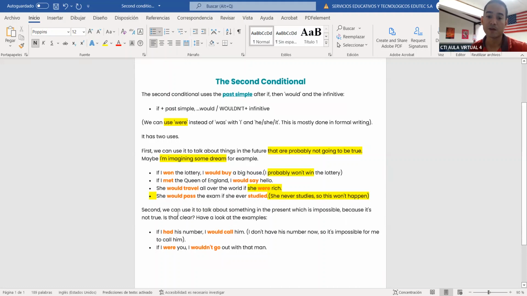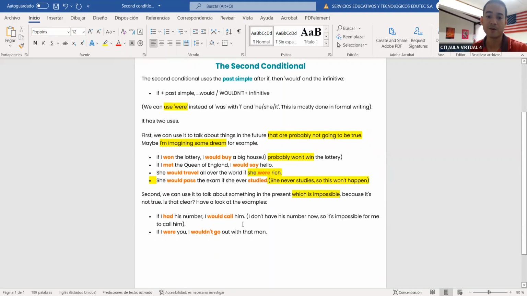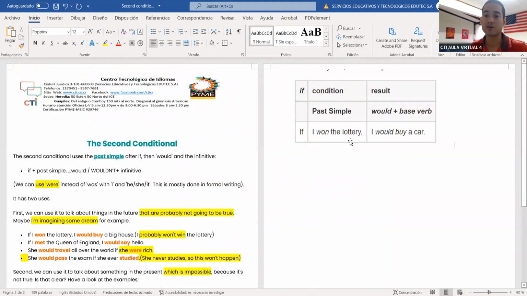Okay, there is a second use. You can use it to talk about things in the present which are impossible. That's important: impossible, because it's not true. For example, if I had his number, I would call him. I don't have his number now, so it's impossible for me to call him. If I were you, you see, this is impossible. You are not me. If I were you, I wouldn't go out with that man. Now, important people, this is the structure: you have if, then past simple, and then you use would or wouldn't.